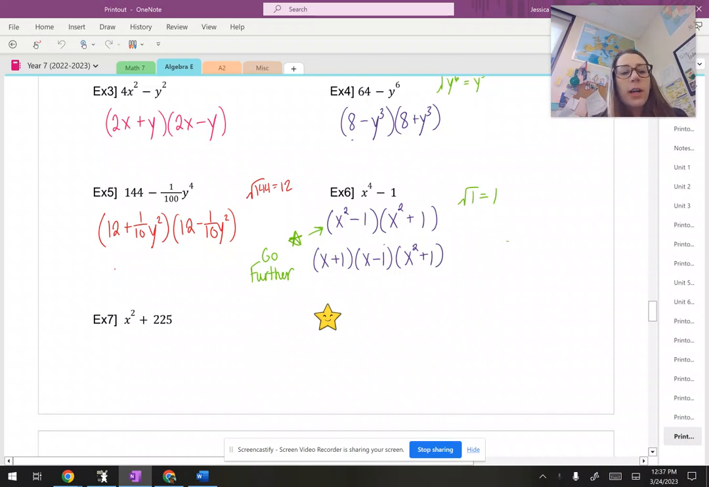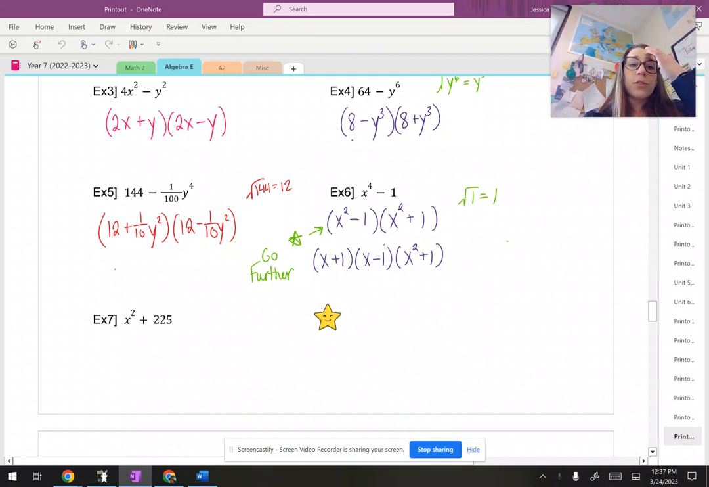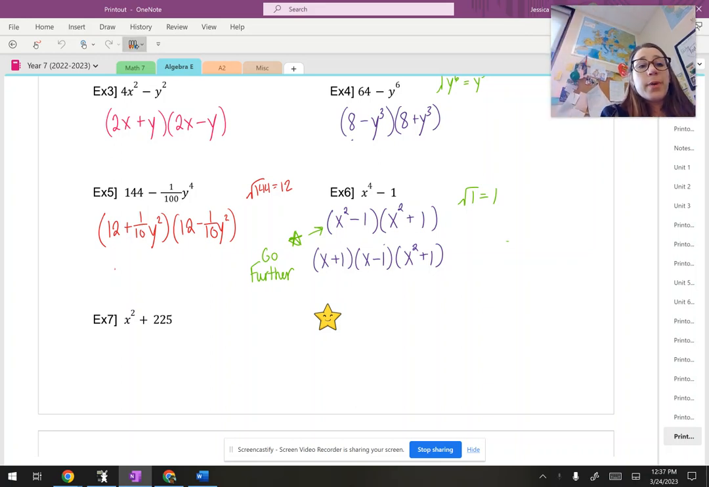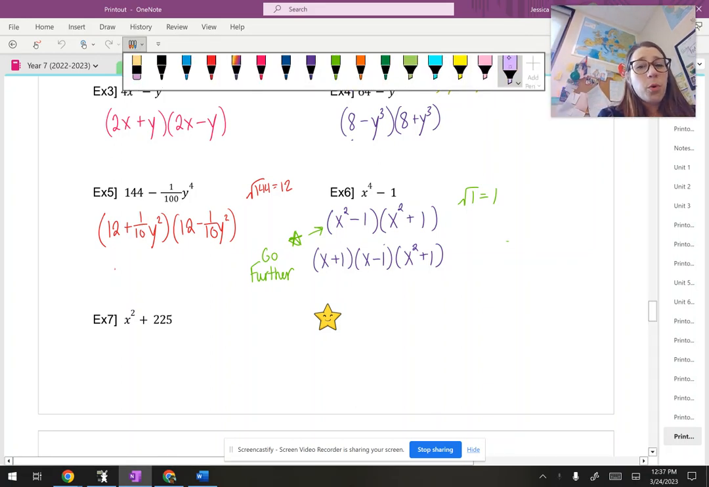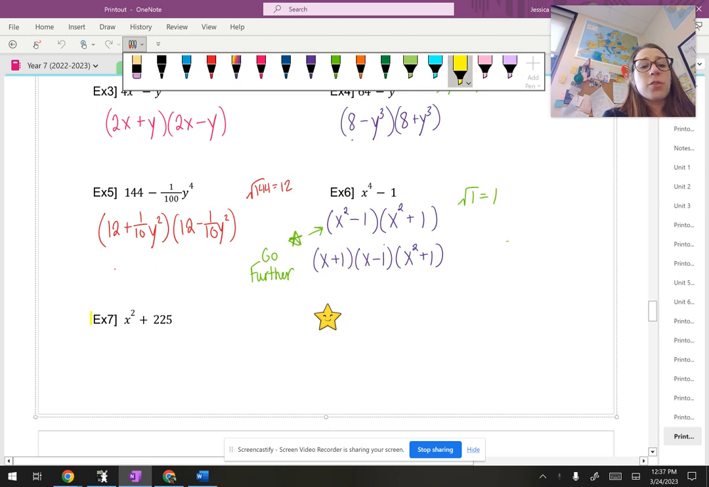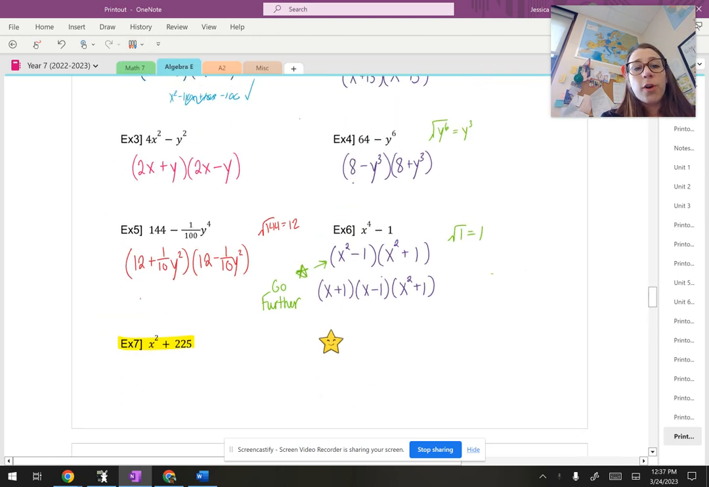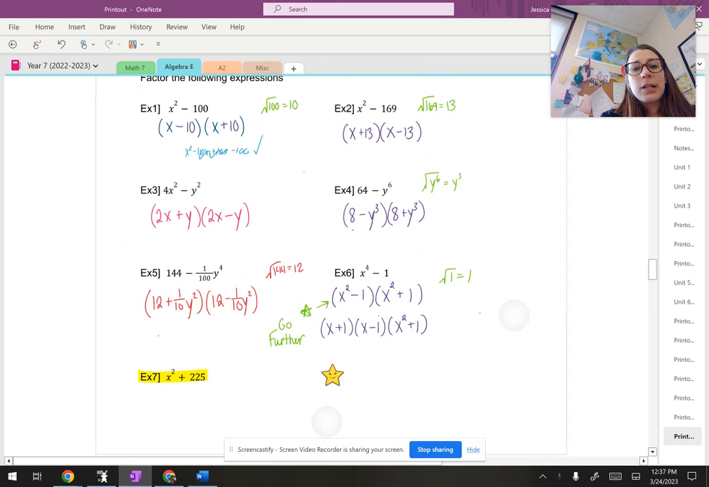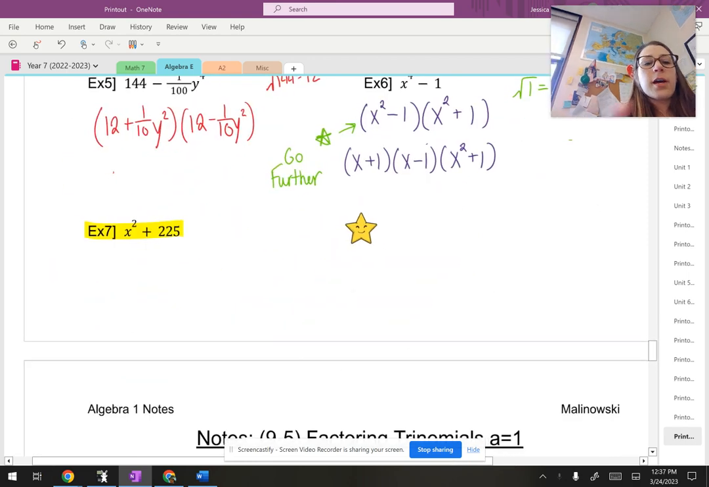Okay, so here we are looking at our last example, example 7, for these differences of perfect squares. And first off, I would like you to compare example 7 and notice what makes it different than any other example that we've looked at so far. Hopefully you're able to realize that.